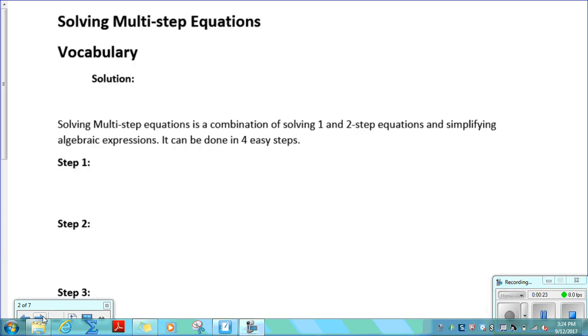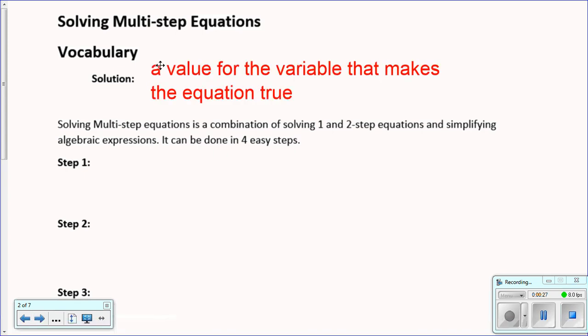Alright, so first we got to do some vocab. When we are solving an equation, we are finding a solution. It's the value for the variable that makes the equation true.